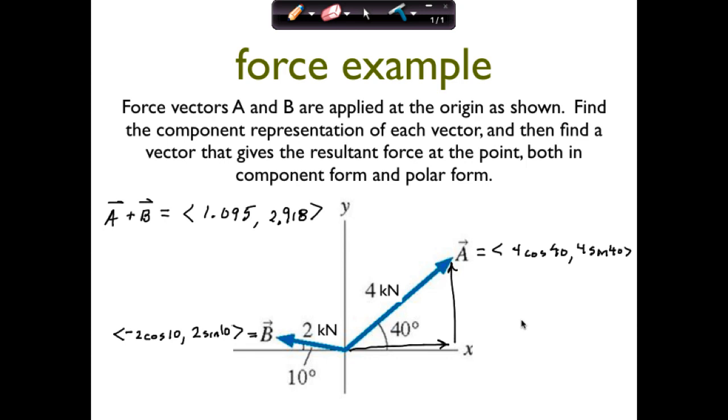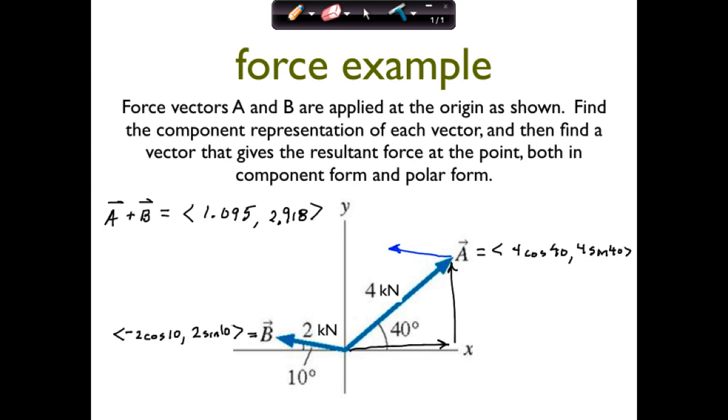All right. Now I want to get that in polar form. So let's sketch A plus B here. Remember how you sketch it: if we do A plus B, we apply A, and then starting at the tip of A, we put the tail of B. Vectors are mobile, right?